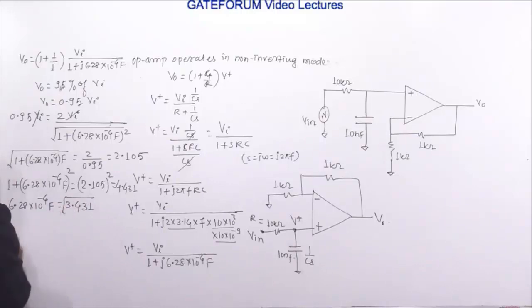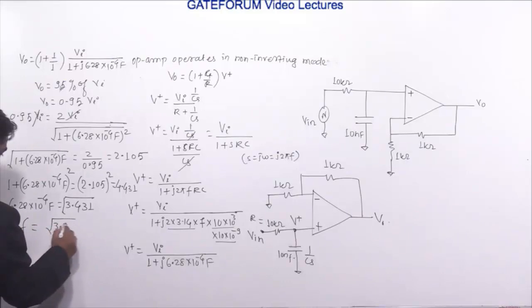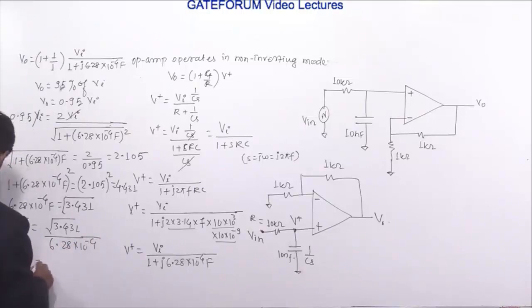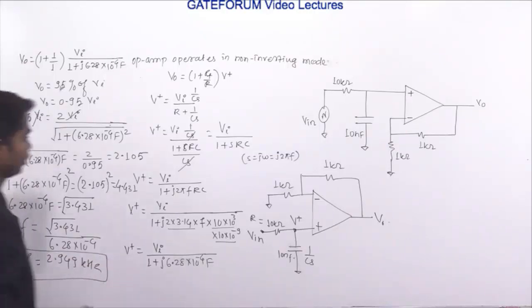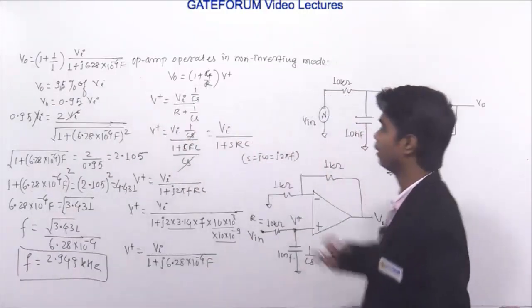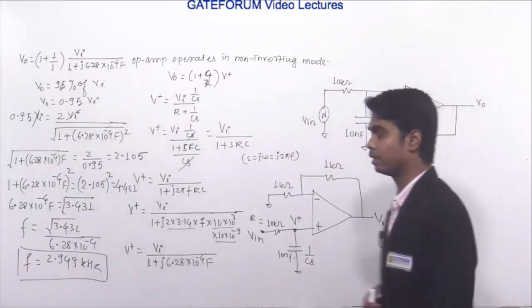I think all of you should have understood this. Therefore the f will be under root 3.431 divided by 6.28 into 10 raised to power minus 4, and the f should be 2.949 kilohertz. In this way we can solve. See, the calculation is lengthy, but the numerical is very simple.